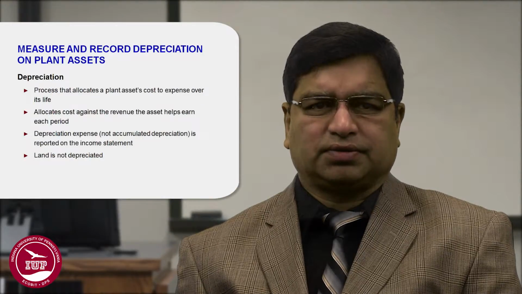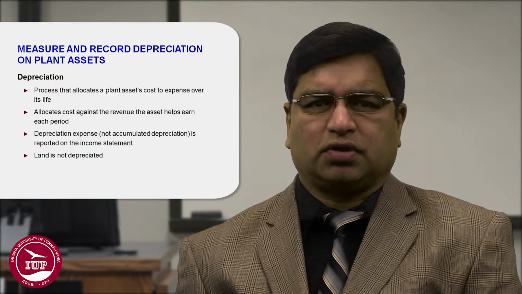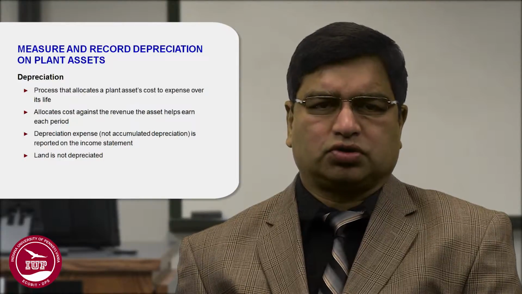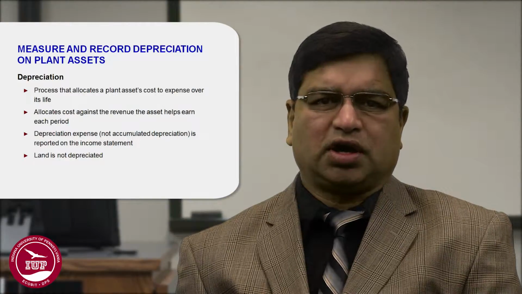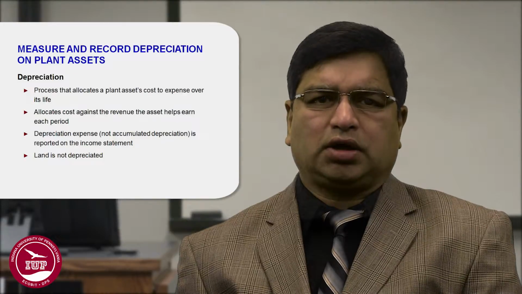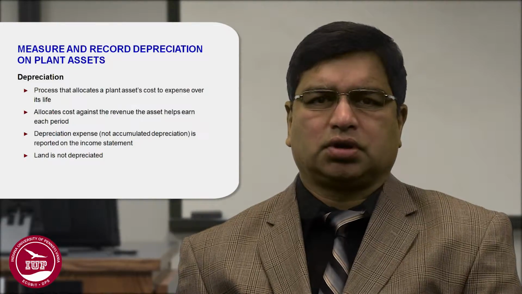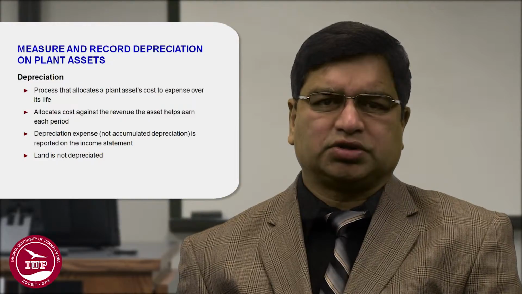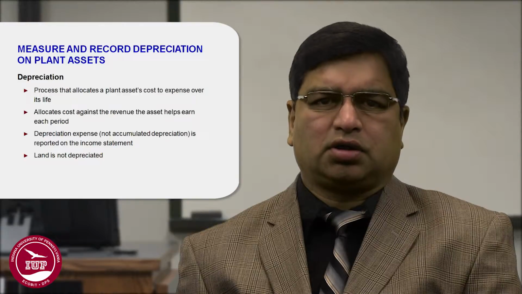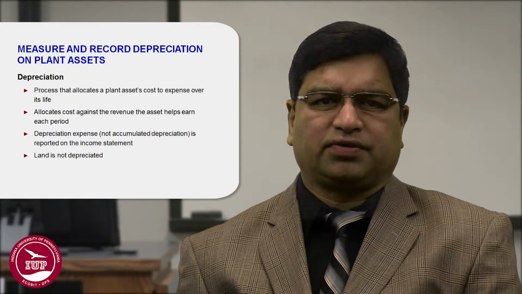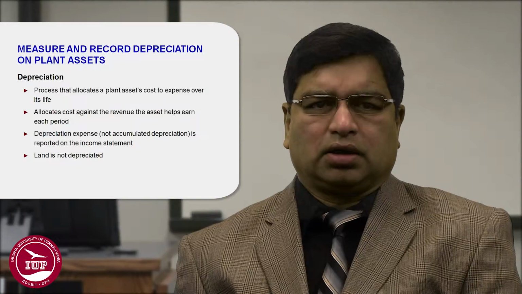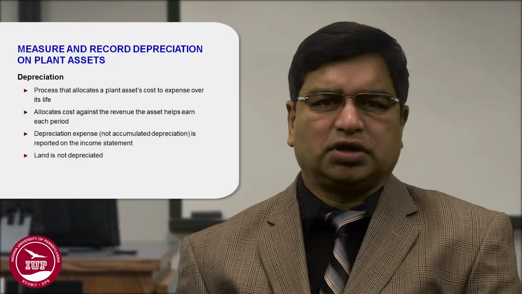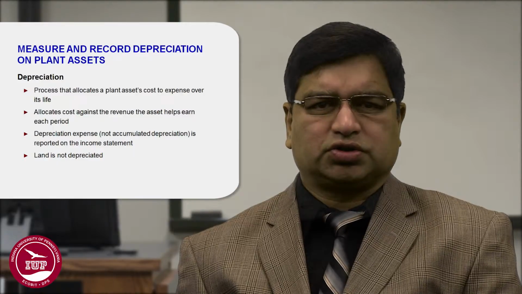What is depreciation? This is the process of allocating a part of the cost of the plant asset as an expense, and it is done over the life of that asset. So we take a part of the cost and reduce it from the income statement as an expense for a particular year, and then over the life of the asset. Depreciation expense will be reported in the income statement as an expense for that period.